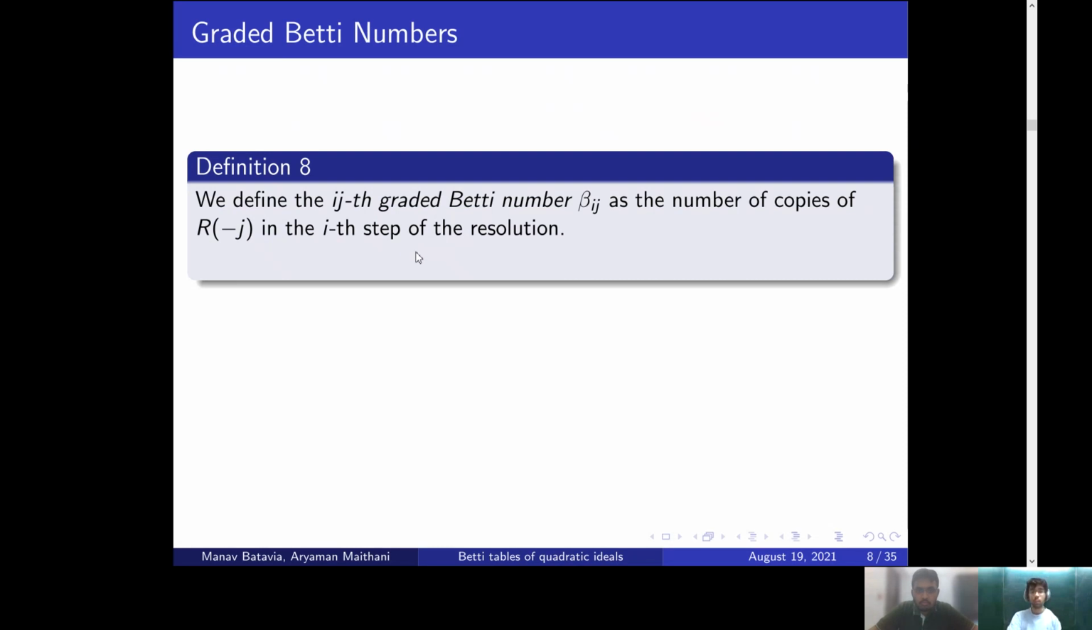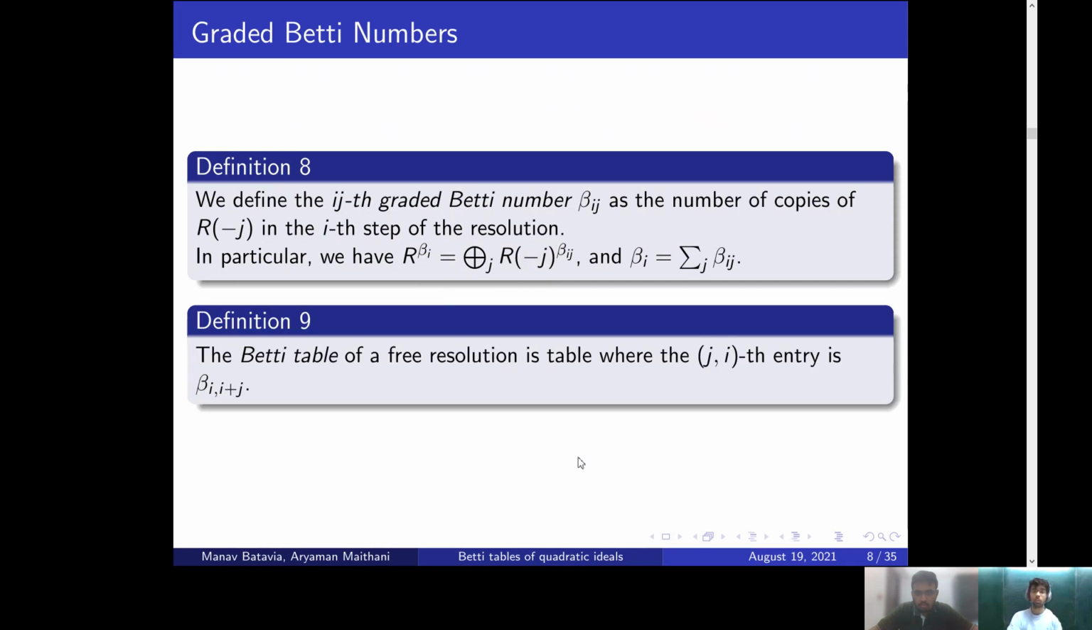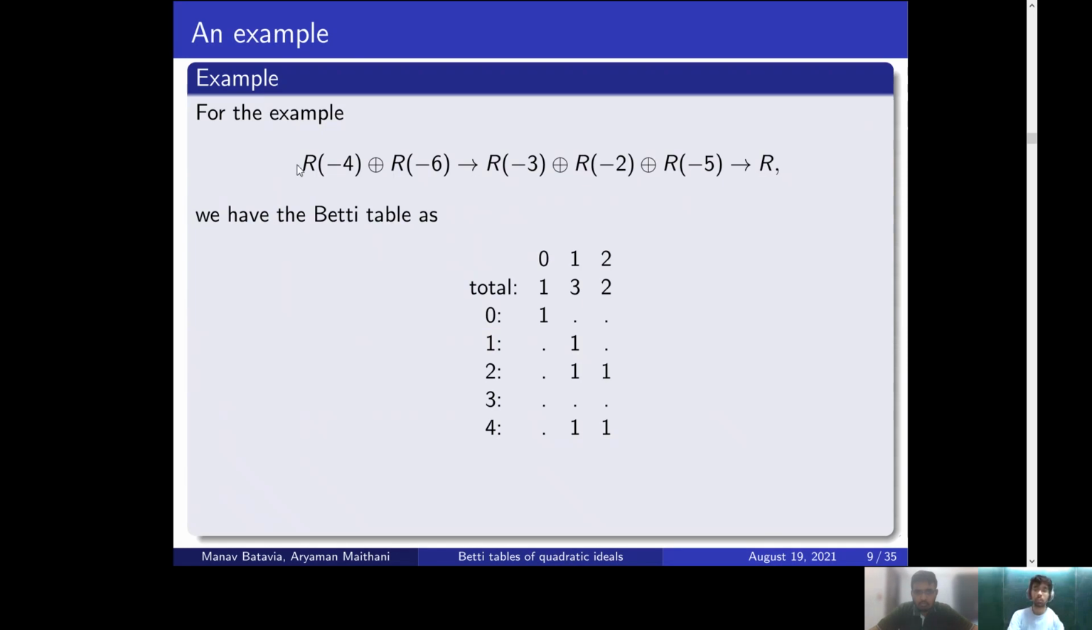And so then we get the graded Betti numbers, which is simply the number of copies of R(-j) in the i-th step of the resolution. Originally we had written R^beta_i, but each R^beta_i can decompose as copies of R(-j). So beta_ij is simply the number of copies of R(-j) in the i-th step. And the Betti table is just a way of representing all these entries at once. The entry in the j-th row and i-th column is defined to be beta_{i,i+j}.